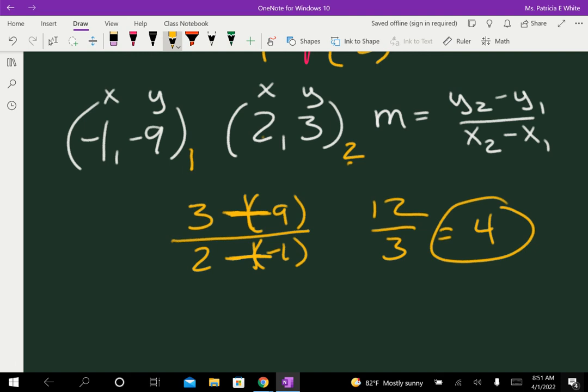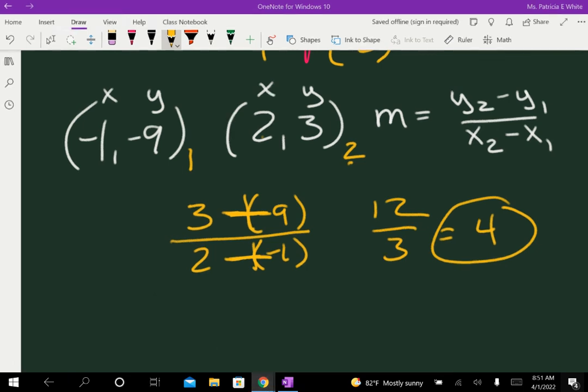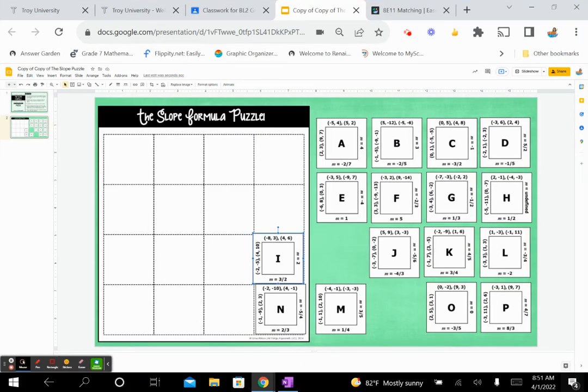M equals 4. So I'm going back over to my problems, and I find an answer. Now, this is on the left side of the box, so I'm going to be looking on the right side of the box. There we go, right there. M equals 4. So I'm going to take this box and put it there because the answer to here is right there. The problem and the answer should be right next to each other. Okay. All right.